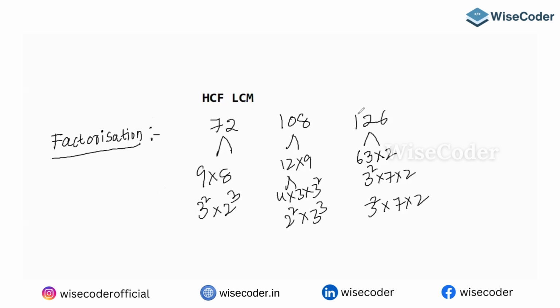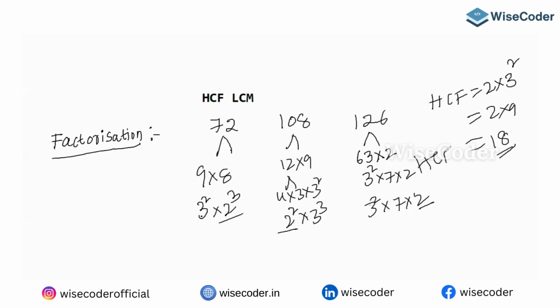So what do you mean by HCF? Please observe what is common in everything. 2 is common everywhere. 2 is common here, here, and here. But is 2 square common everywhere? No. So you have to take only one 2. And 3 is common everywhere. Which power is common? 3 square is common in all of them. Is 7 common everywhere? No. So 2 into 9, that is 18. That is the HCF we got.